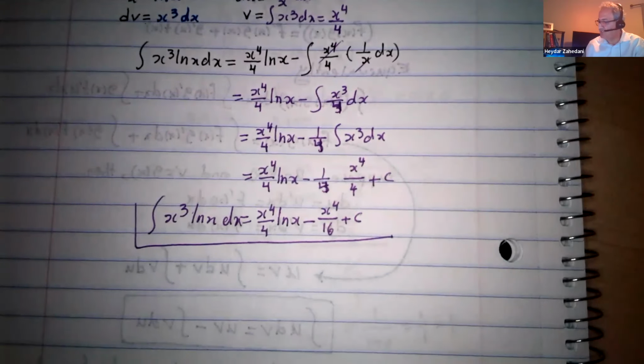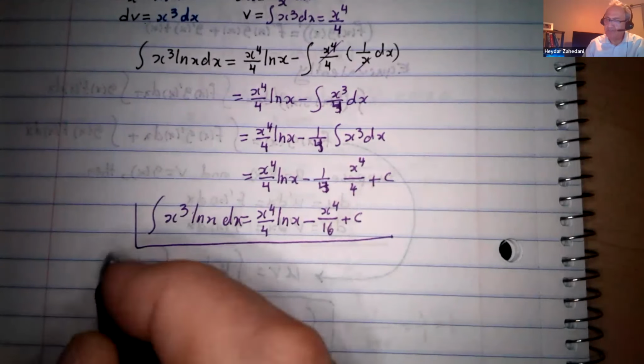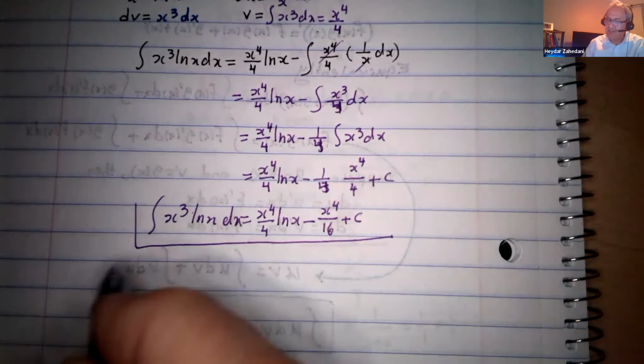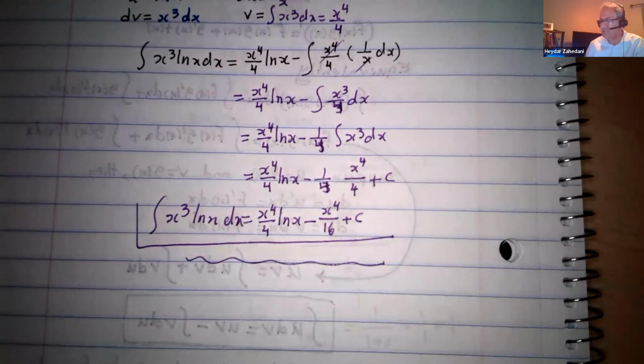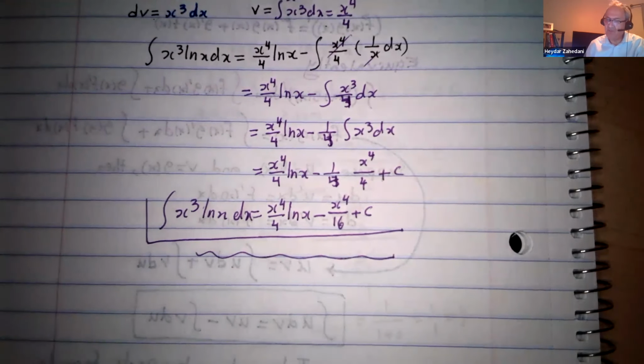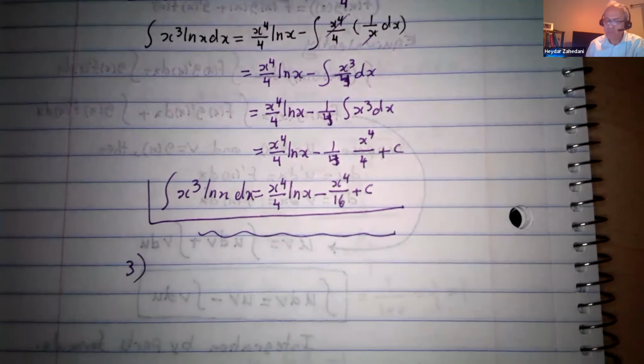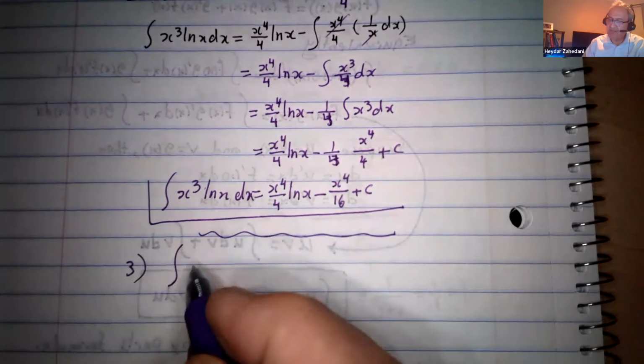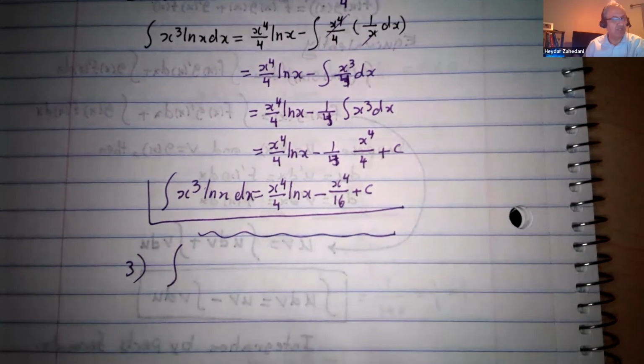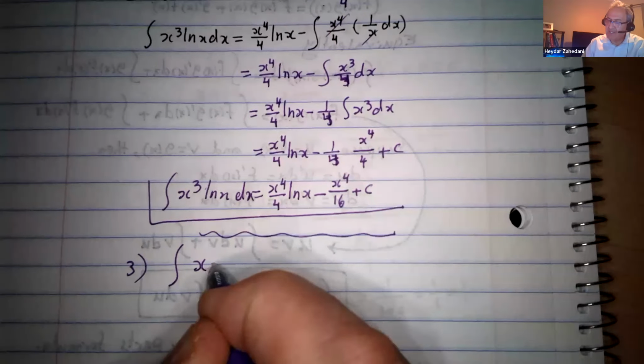Now, what's going to be case 3? Case 3 is interesting. I did case 2 with the ln function. How about doing it with the exponential function? Okay, how about a power times e to the x? You know that the integral of e to the x is e to the x, so we have nothing to worry about. So how about x e to the x dx?